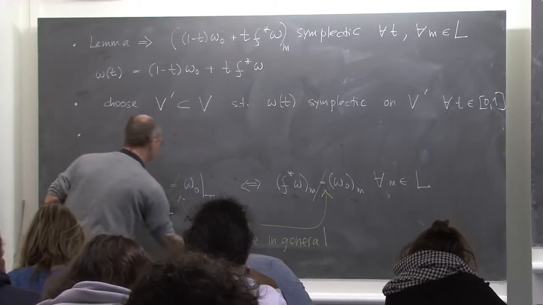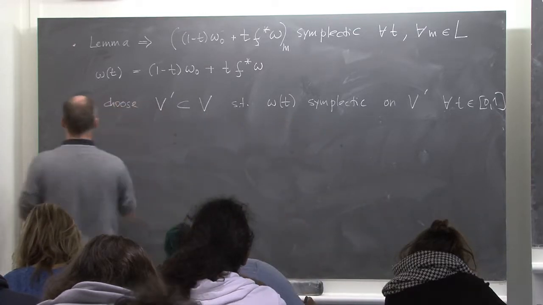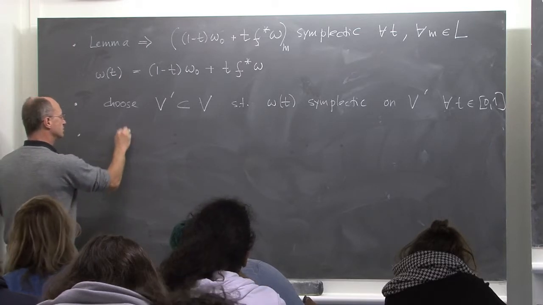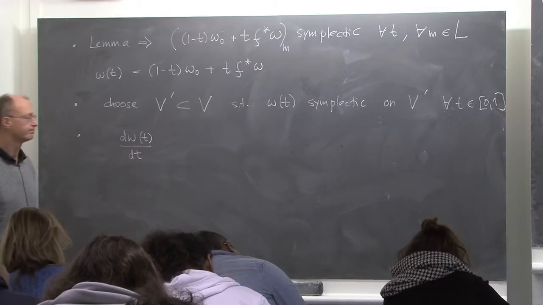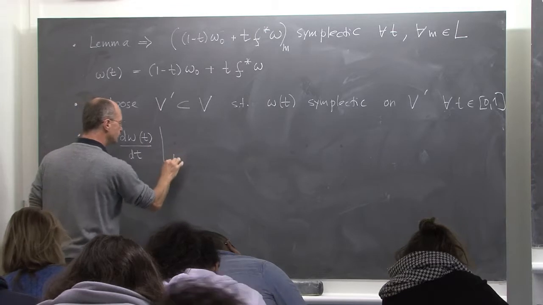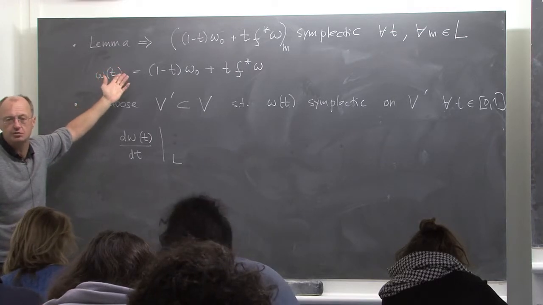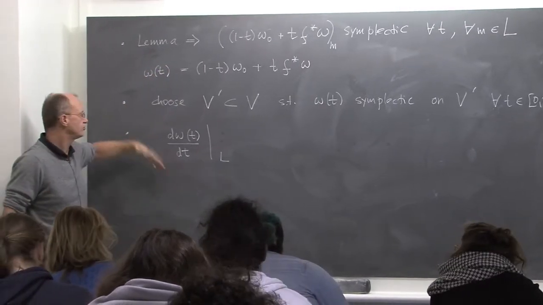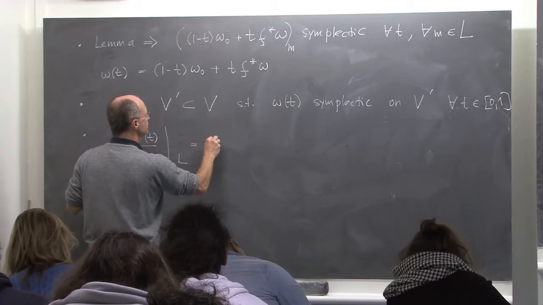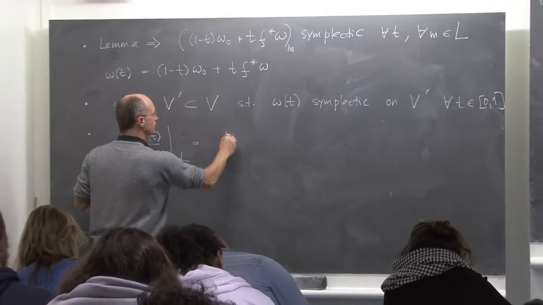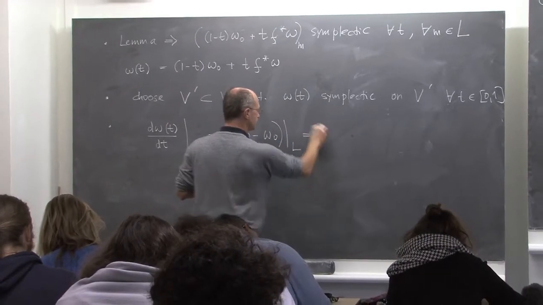So after that, we consider the derivative d omega t over dt. And we notice that if we restrict it to L, then each of the forms restricted to L is 0, right? Because L is Lagrangian. Of course, the derivative of their linear combination, right? So this is T, this is F star omega minus omega 0 restricted to L, and this is 0.